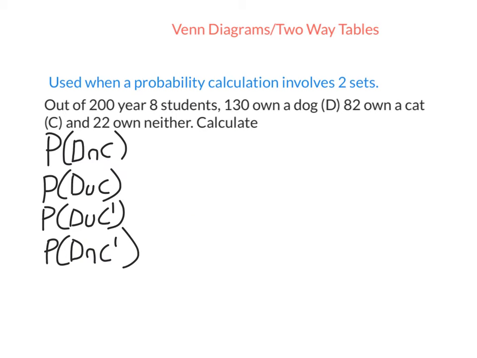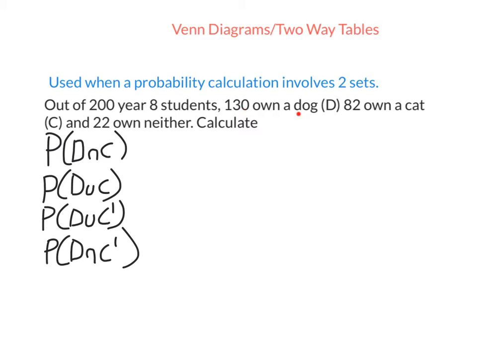So Venn diagrams and two-way tables are used when we're doing probability calculations involving two sets. What we use them for, both of them do exactly the same thing. They just display the information in an organized way to make probability calculations easier. So let's look at this question here.